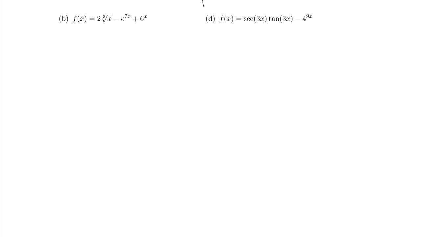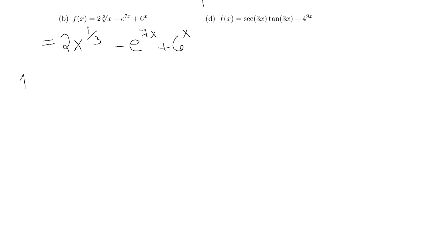Okay, moving on to B, we want to find the antiderivative of 2 times the cube root of x minus e to the 7x plus 6 to the power of x. So this is a bit of a tricky one. The first thing that strikes my eye is that we have a cube root of x, so it'd be better if we rewrote this as a power of x. So 2x to the 1/3 minus e to the 7x plus 6 to the power of x.